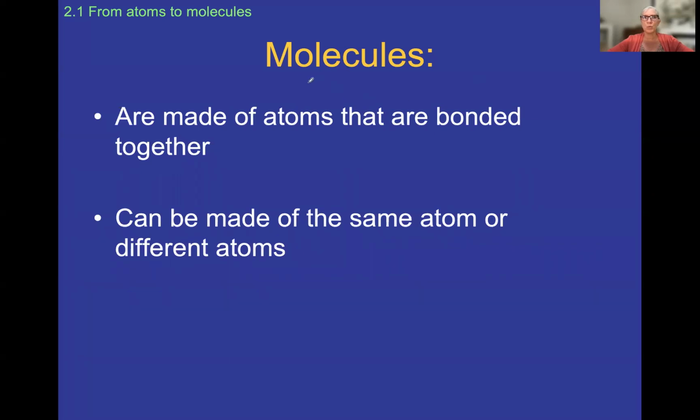As we talk about what creates molecules, we know at least 2 or more atoms combined. So they're bound together, chemically connected. They can be made of the same atom, like oxygen that we breathe is made of 2 oxygen. We call it O2. Or water is made of different atoms. H2O means 2 hydrogens and 1 oxygen.